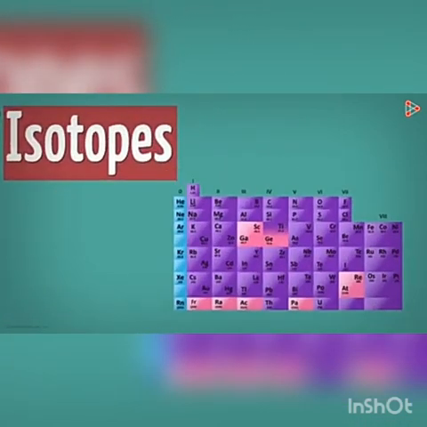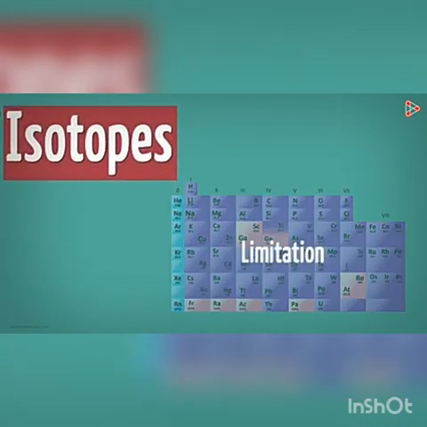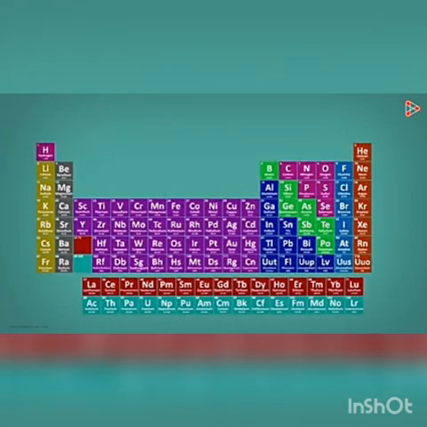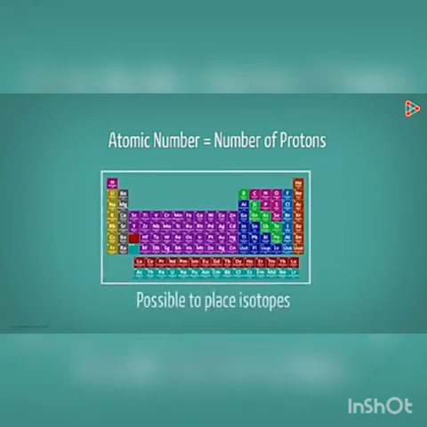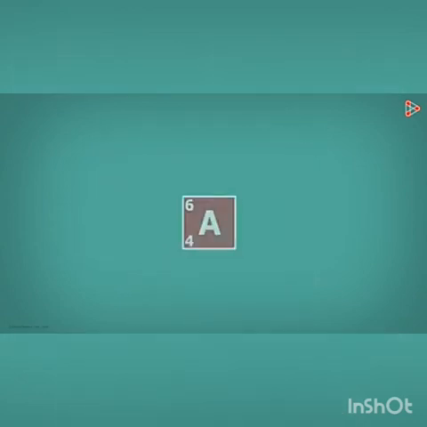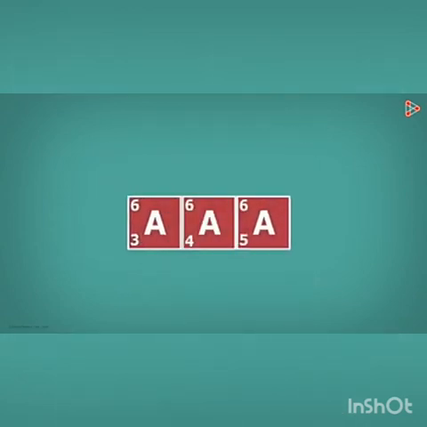Placing isotopes in the table was a limitation. But as we know, in the modern periodic table, the position of elements was no longer based on atomic masses. They were based on atomic numbers. An atomic number is given by the number of protons. That means the different number of neutrons will not be a worry for us. So it was possible to place the isotopes now. Because all the isotopes of any particular element could be placed at one single place. And this place would be the position of that element in the table.